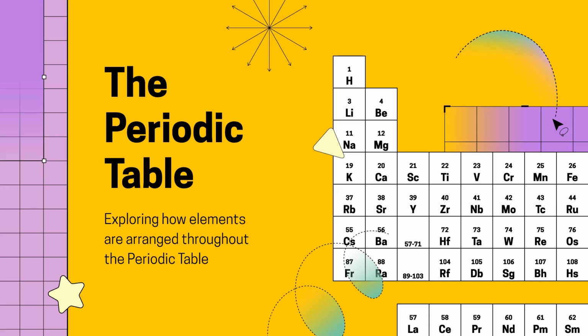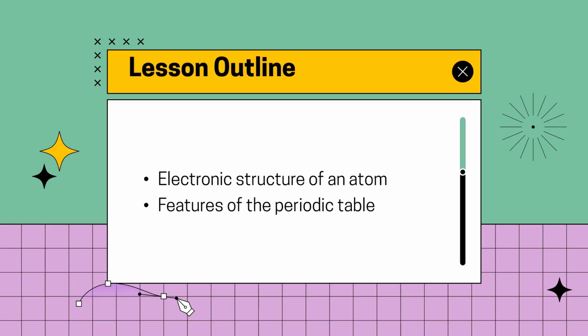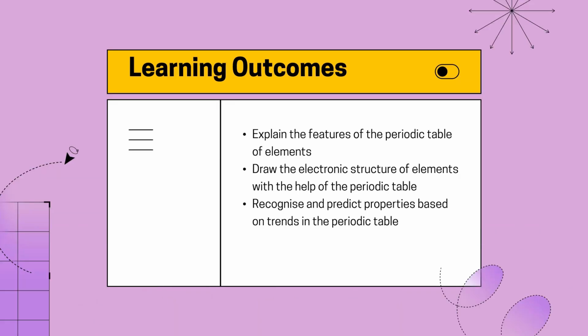Hello guys, our today's topic is the periodic table, exploring how elements are arranged throughout the periodic table. Lesson outline: we'll learn about the electronic structure of an atom and the features of the periodic table. Learning outcome: you'll be able to explain the features of the periodic table of an element, draw the electronic structure of elements with the help of the periodic table, and recognize and predict properties based on the trends of the periodic table.